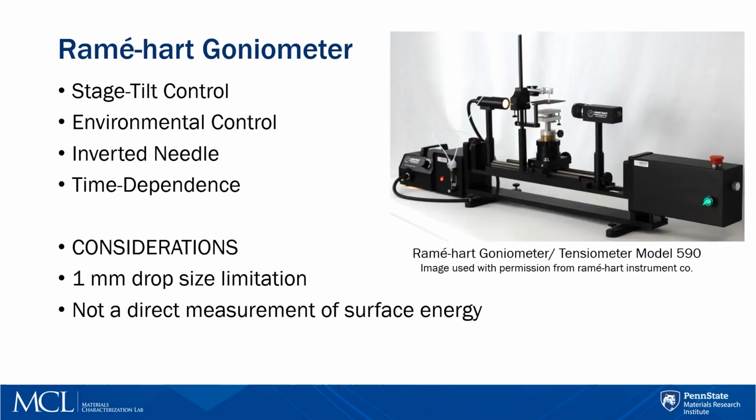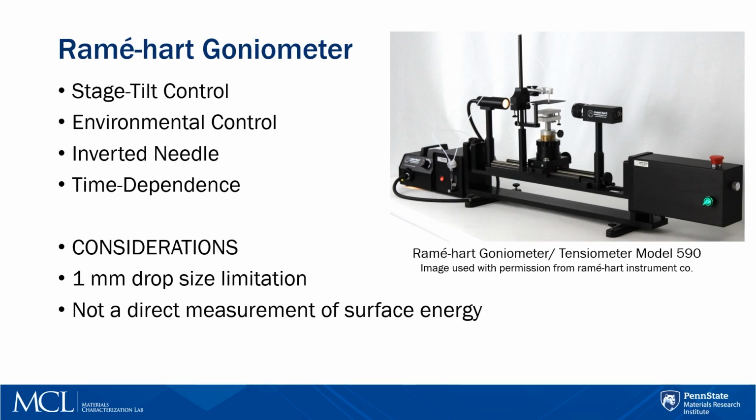The instrument used to make these measurements here at the MCL is the Rame-Hart Model 590. It's called a goniometer tensiometer because it can measure both the contact angle and drop shape, giving information about surface energy and surface tension respectively. Some of the capabilities of the 590 include being able to tilt the stage to attempt to deconvolute the effect of gravity and other surface tension components.